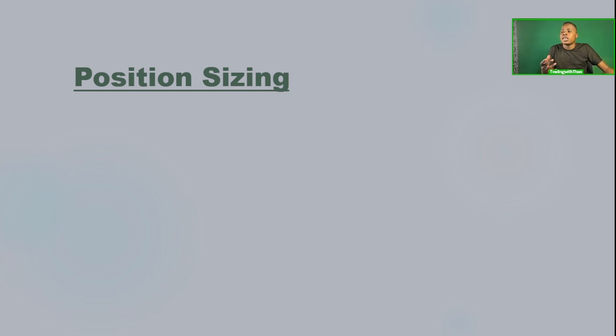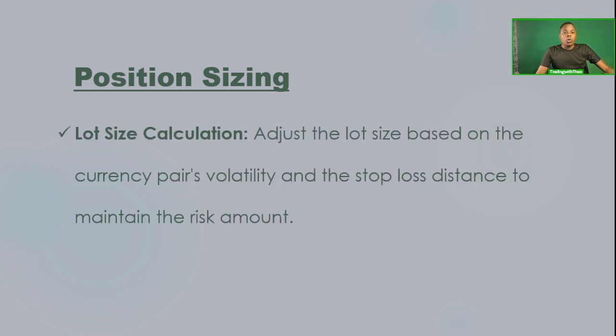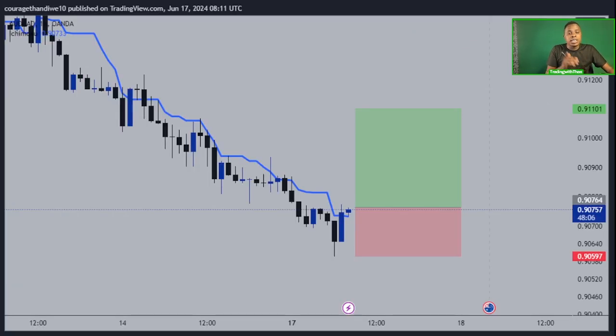First of all, let's look at the position sizing of this trade. What is position sizing? Position sizing is simply calculating the lot size and the stop loss, which means you have to adjust the lot size based on the currency pair's volatility and the stop loss distance to maintain the risk. First thing, I'm going to be looking at how big and how small the candles around the trade are, and I'm going to use the ATR indicator for that. I'm also going to make sure that each and every lot size I put means that from the position size to the stop loss, I am risking $150. Let me explain that with a good example.